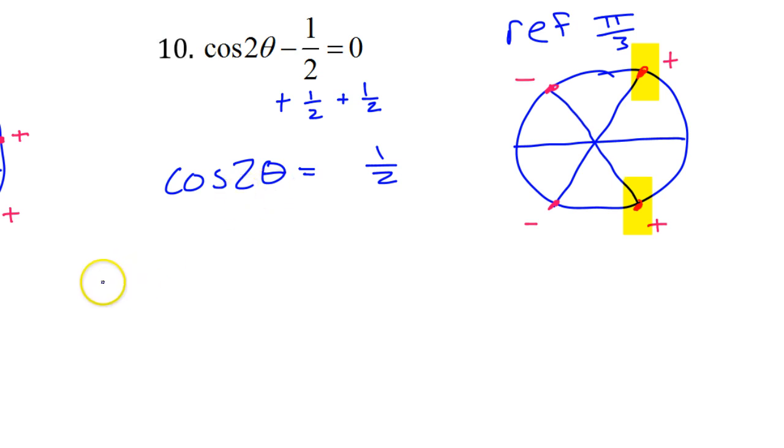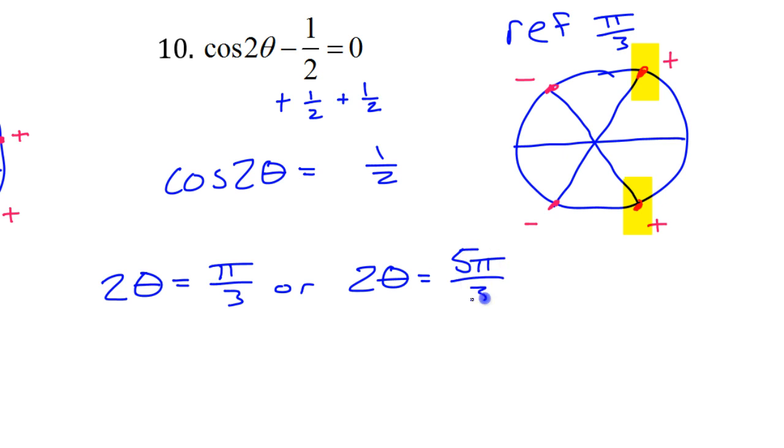So what we have discovered so far is that 2 theta is equal to pi over 3, which is this angle, or 2 theta is equal to this angle. Well, this is 1 pi over 3, 2 pi over 3, 3 pi over 3, 4 pi over 3, 5 pi over 3. So these are the 2 equations that will give me the solutions.